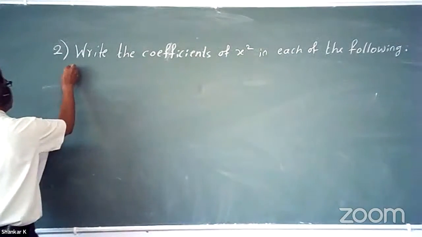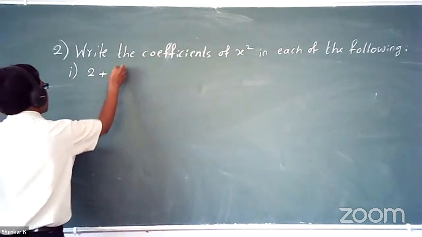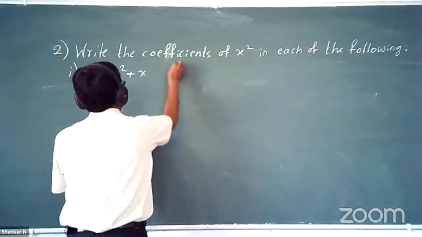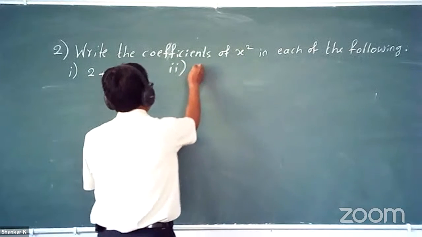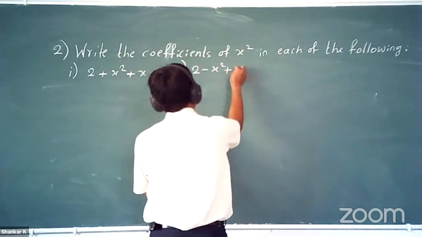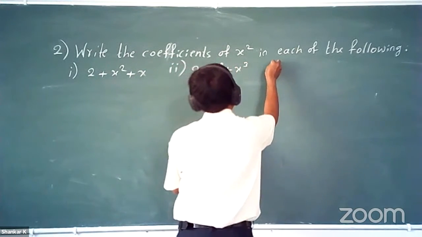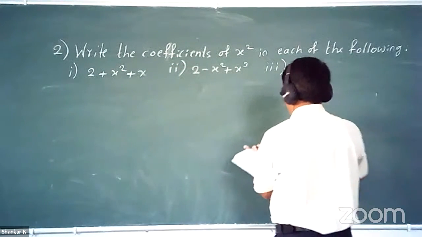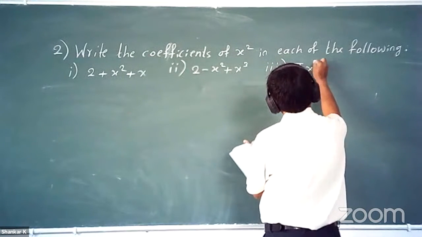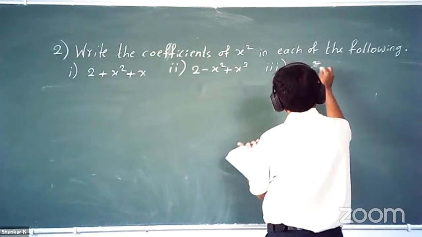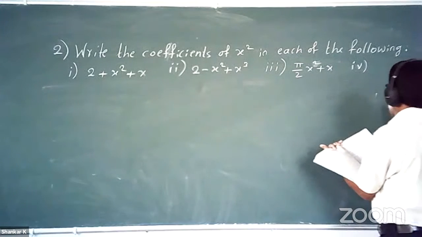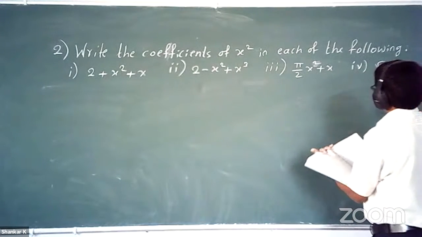First one, 2 plus x squared plus x. Second, 2 minus x squared plus x cubed. Third, 5 by 2 x squared plus x. Fourth one, root 2 x minus 1.